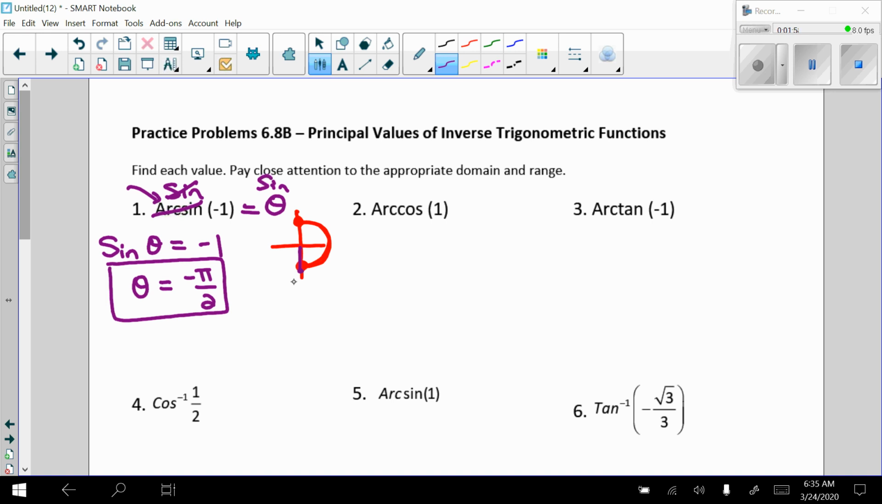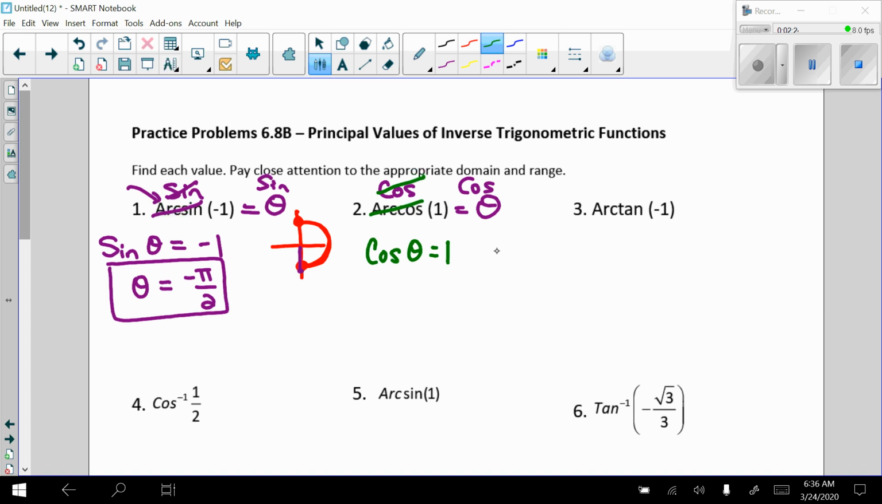And now we're going to go ahead to number 2. So number 2, we're dealing with cosine. We start the same way, and we're going to take the cosine of each side because we know that taking the cosine of the arc cosine, they cancel each other out. And so what we're left with is the capital C cosine of theta equals 1.